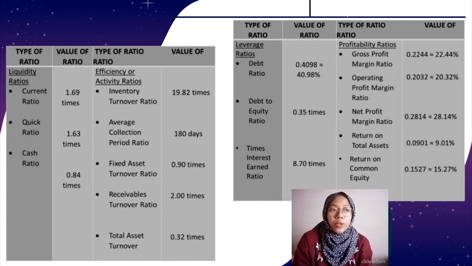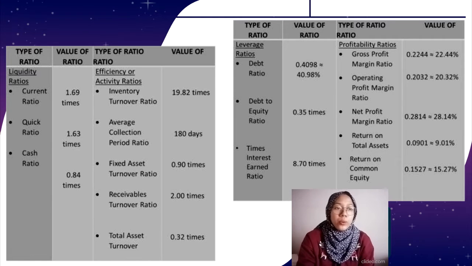Now we move to leverage ratio for 2020. Debt ratio of the company is 40.98%, while debt to equity ratio is 0.346 times. Time interest earned of the company in 2020 is 8.5091 times. Lastly, we move to profitability ratio. The gross profit margin of the company in 2020 is 22.45%, while operating profit margin is.